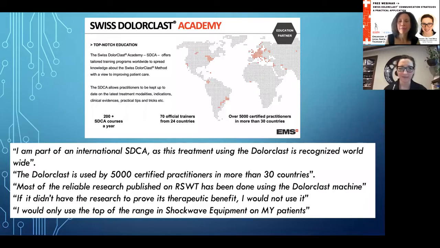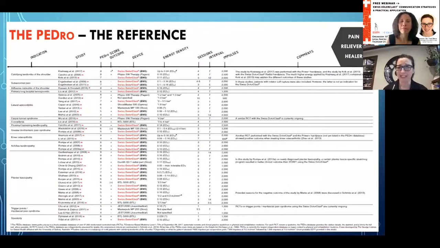This database is also a great reference if you haven't seen it before. This is the PEDro database. It lists the shockwave articles, some of the ones that we've spoken about, and the conditions we've spoken about. So you can look at the indication and then find the studies on that indication.